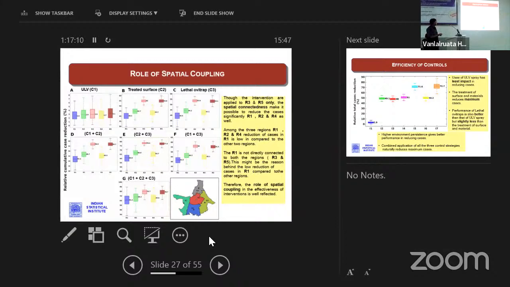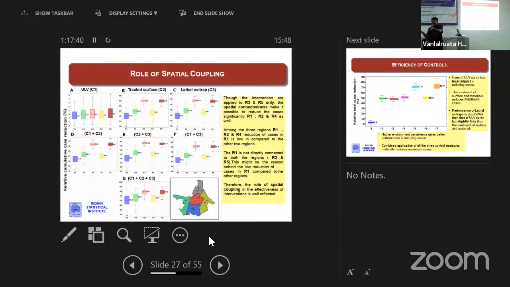In every case there is a considerable reduction, as you see. This is only C1, this is only C2. Using control only in region 3 and region 5, it has been reduced in the other regions. Only C3, reduced. Now I am giving the combination C1 plus C2, and this has been reduced. C2 plus C3 has also been reduced. Of course, if you use the three types of control, C1 plus C2 plus C3, that will reduce a lot because you use three controls at a time. So that will reduce a lot.